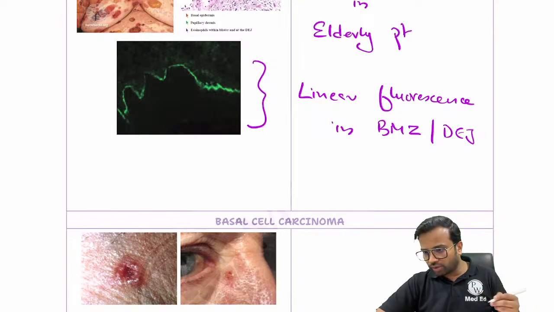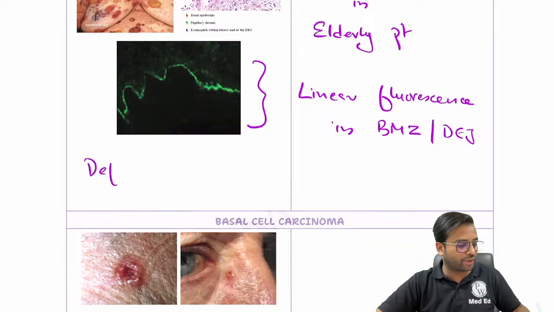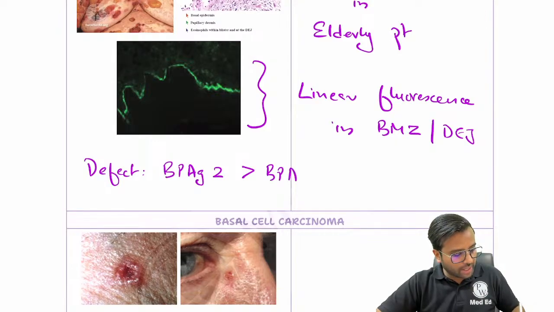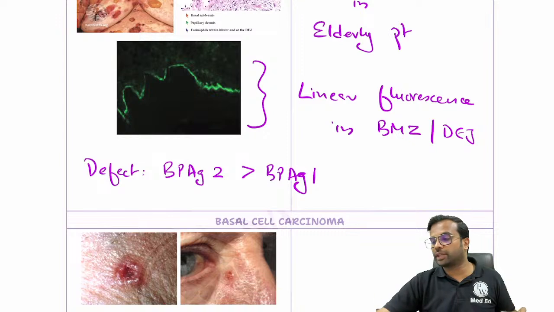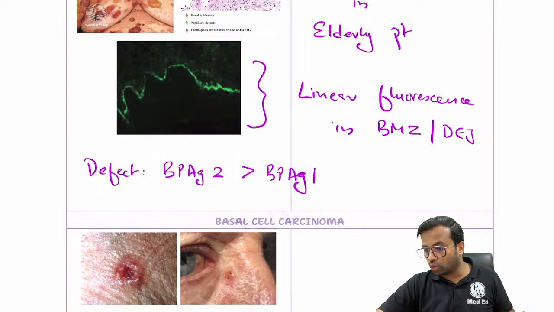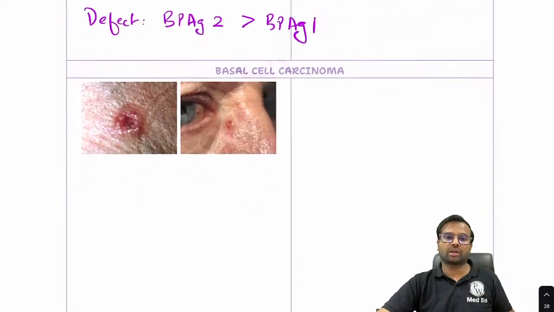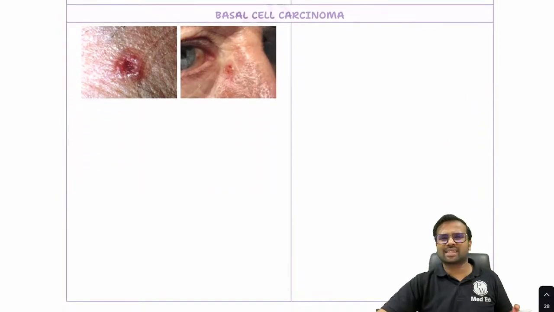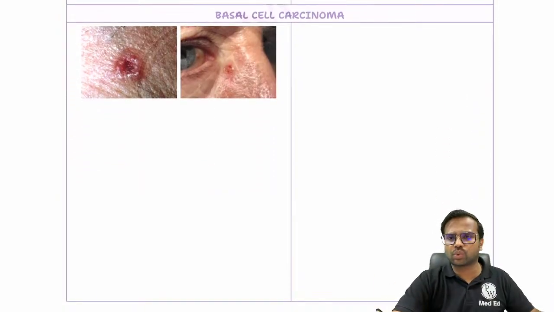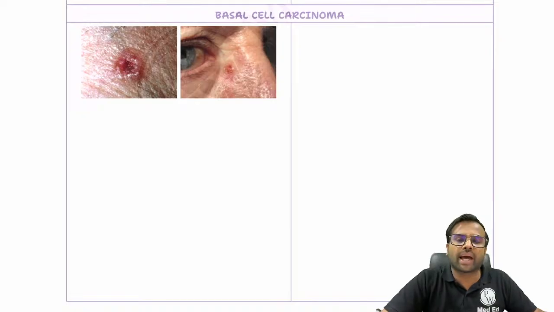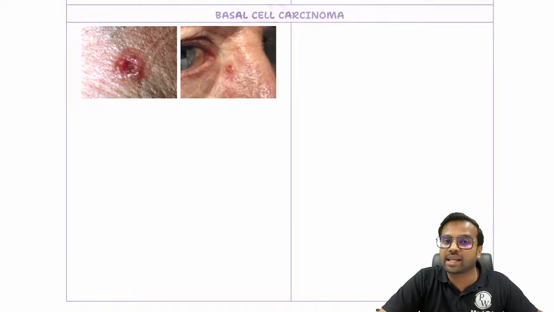So as many of you have written in the chat box, the defect here is going to be BPAG2 more than BPAG1. Clear? So now let's see some of the skin malignancies as well. So when it comes to skin malignancies, the first one we are talking about is a basal cell carcinoma.